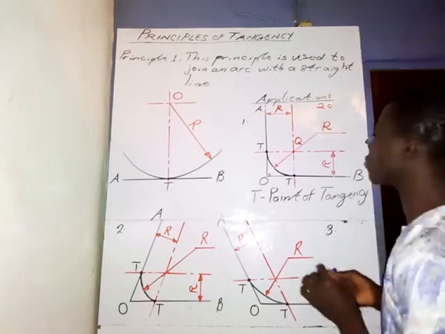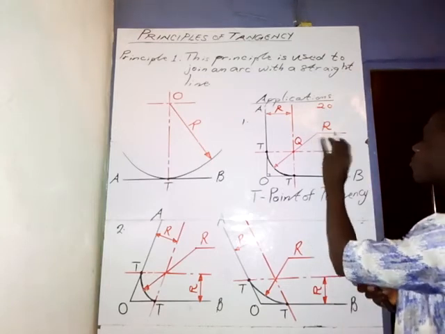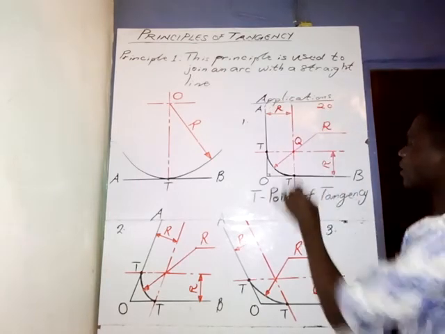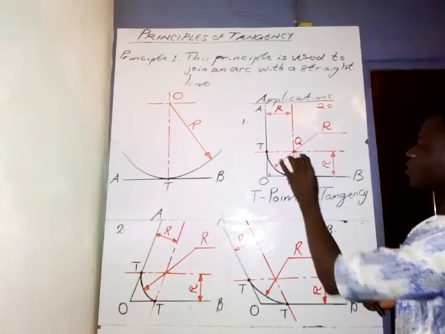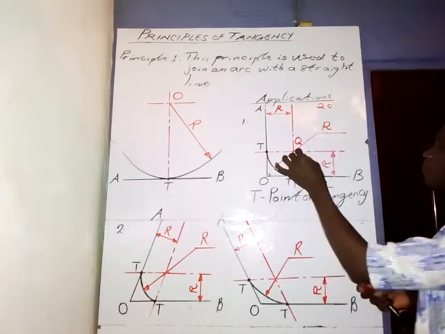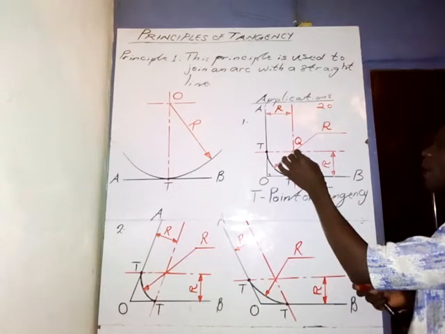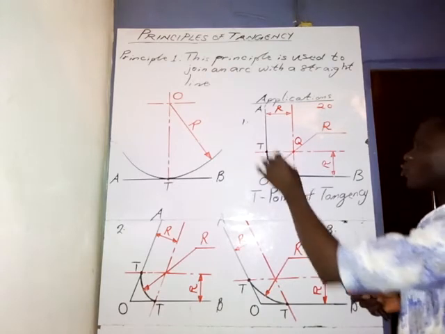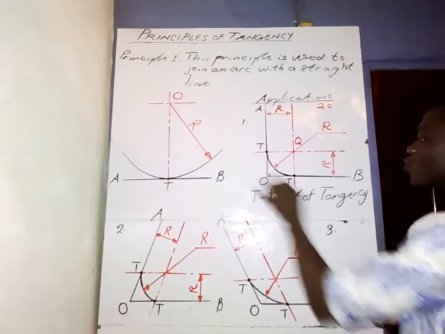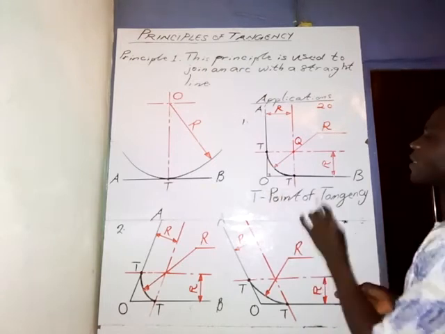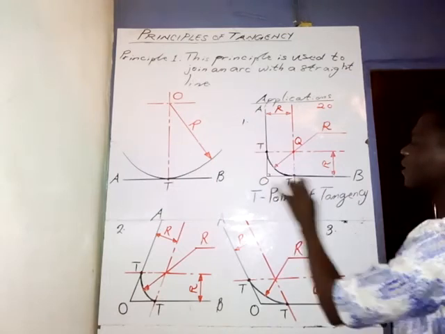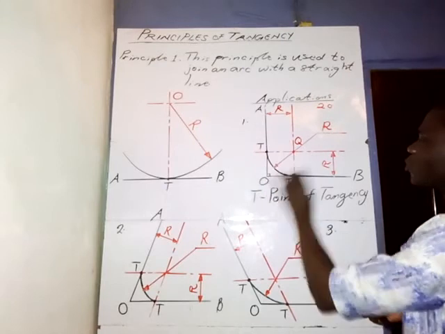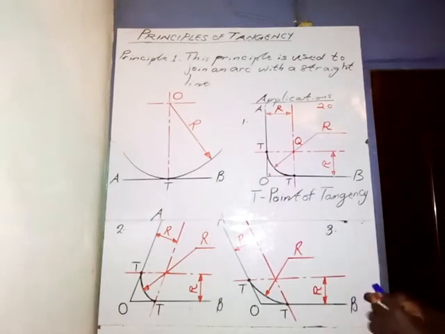Then you take the radius of 20 millimeters, and put it at point Q. By the time you put it at point Q, you can draw this arc that will connect these two lines together. So what we have done here is that we have used an arc to join these two lines together, line OA and line OB. So that is example 1.